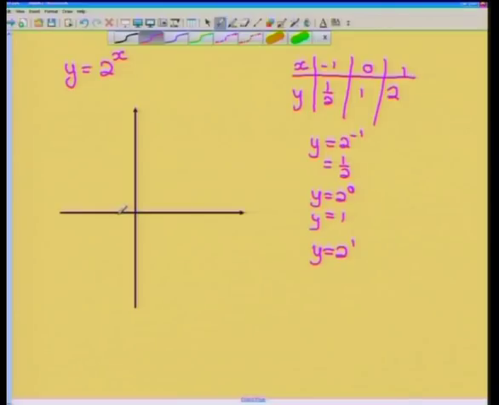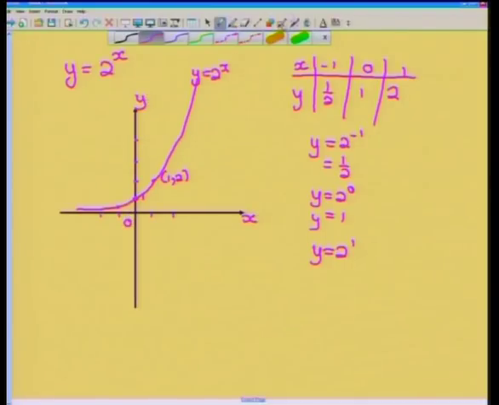We would plot these points. Let's just get ourselves a fair looking axis. So we plot minus 1 against a half, 0 against 1, and 1 against 2. And this is how our graph would look. And it's called an exponential function. It's y equals 2 to the x. Remember to mark x and y and the origin.